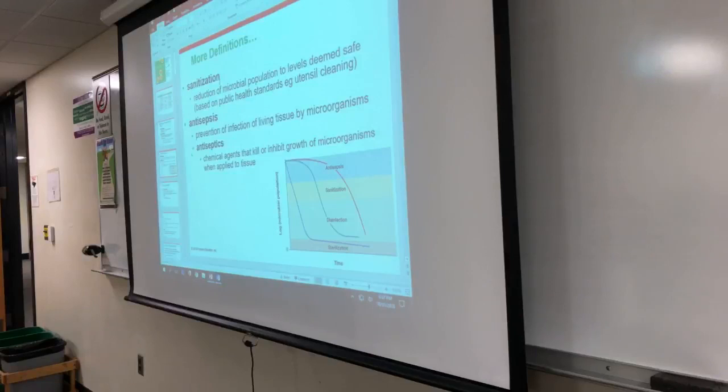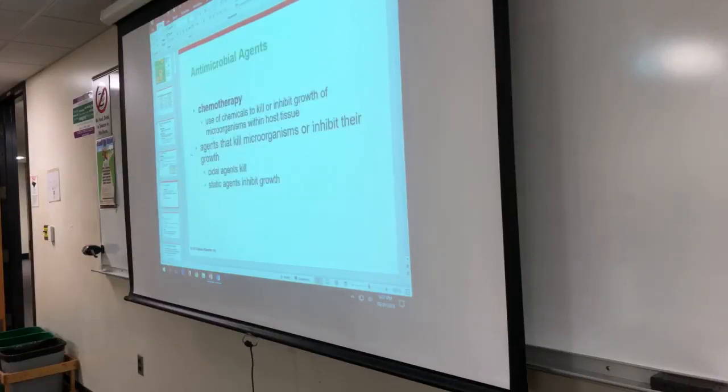Sanitation is the least stringent, right? It's just reducing levels to acceptable health levels. Antisepsis is treatment on tissues. So mouthwash is an antiseptic, right? Chemotherapy is ingesting or bringing in some chemicals that help reduce microbial growth from inside, right? An example is antibiotics. Remember that cidal agents kill. Cide means kill. Static means just prevent the growth.